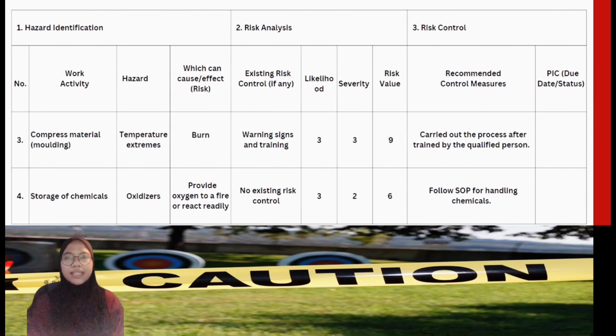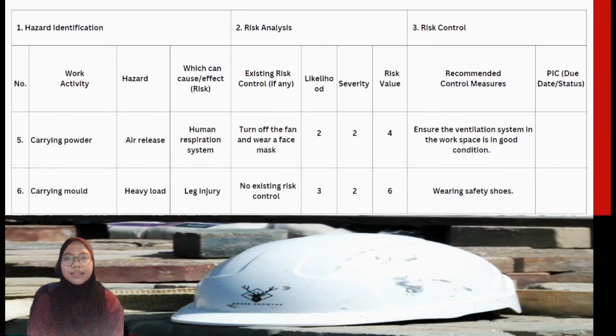The third work activity is compressed material, where the type of hazard is temperature extremes. The risk is burning. The existing control is warning signs and training. The value of likelihood for this work activity is 3 and the severity is 3. The next work activity is storage of chemicals. The type of hazard is oxidizers, which can provide oxygen to a fire or react readily. The value of likelihood is 3 and the severity is 2.